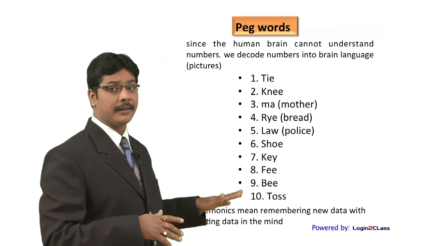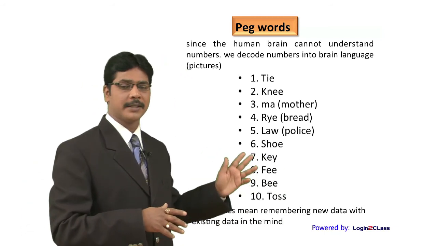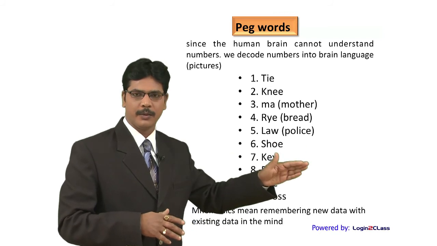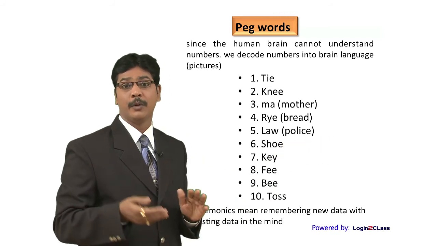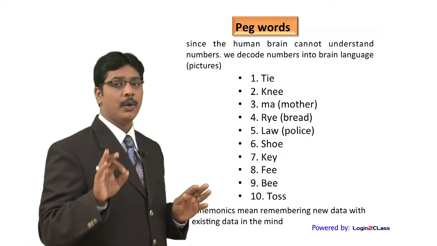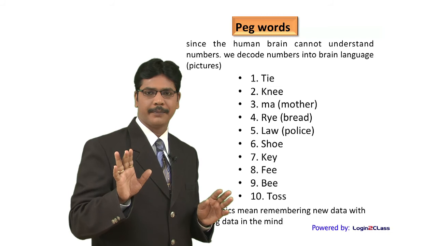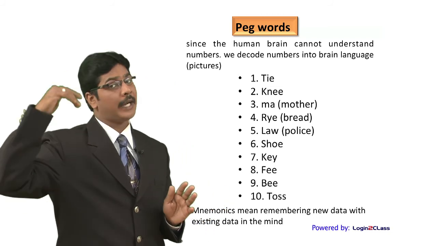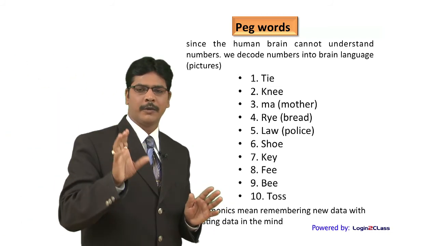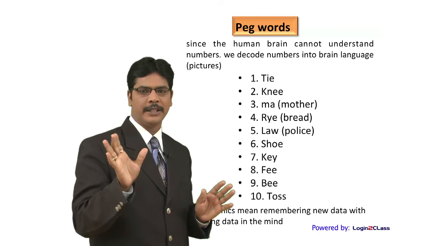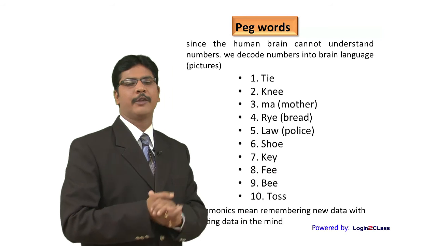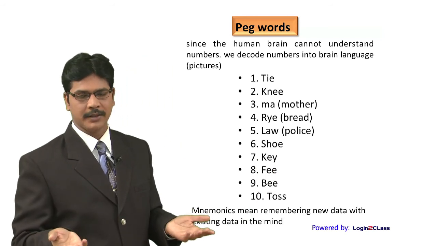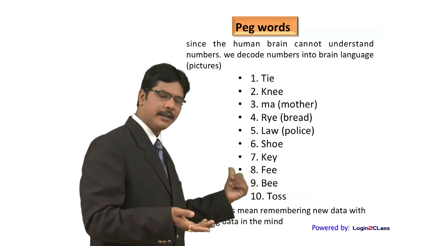Next number is 10. Now 10 has 2 numbers, 1 and 0. For number 1, you get T. For 0, you get S. Now mind you, in the peg words as of now, only use S. The C soft and Z we're going to use in the higher concepts, but as of now, whenever I say 0, you have to get S only in the mind. So 1 is T, 0 is S. T and S, we can form a word something like toss. When you decode toss into number, you get back 10 again.